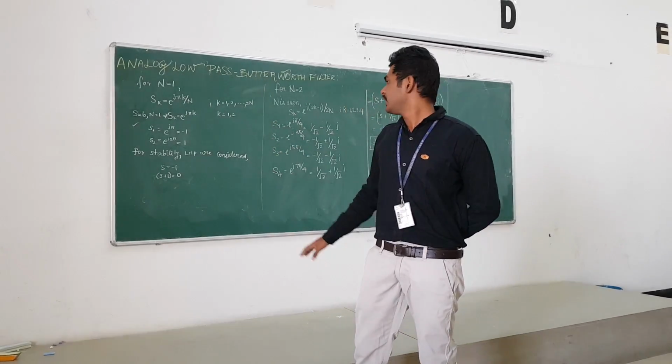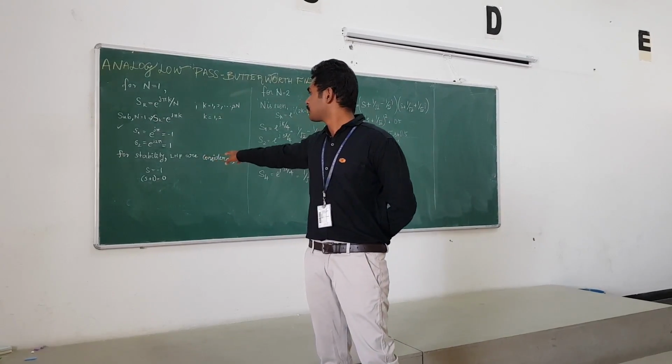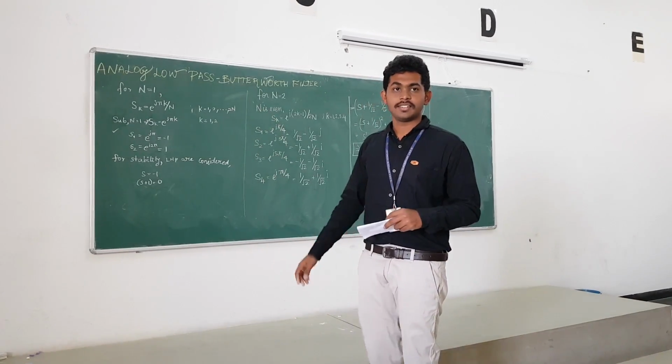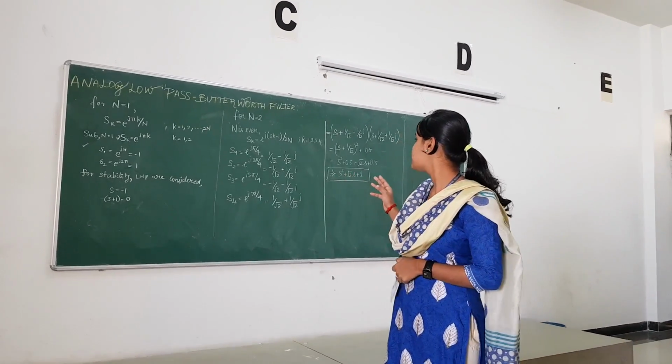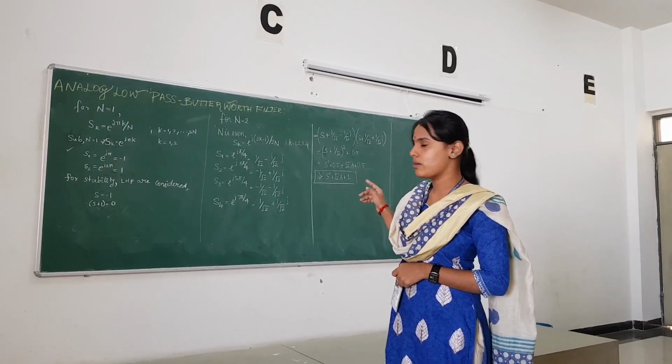For stability reasons, we consider only the left half, that is the negative one. So s equals minus 1, so s plus 1 equals 0. For n equal to 1, s plus 1 is the denominator. Now we take n equal to 2. Since n is even, the formula is s_k = e^(jπ(2k-1)/2n).